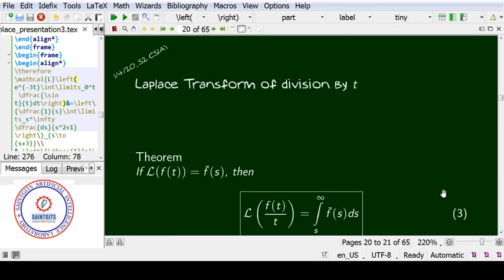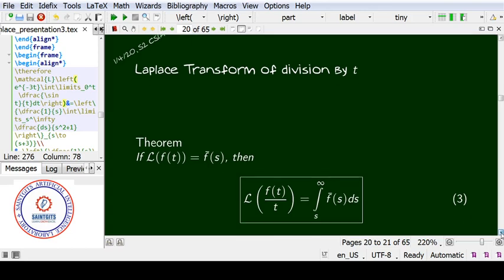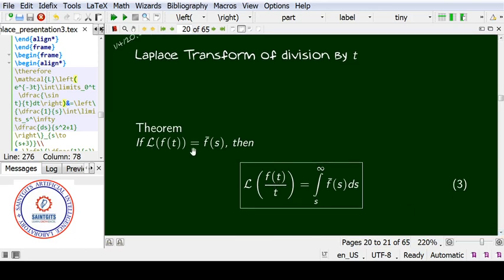Next is the Laplace transform of division by t. We know multiplication by t leads to derivative. So division by t automatically leads to integration. That is this theorem. This theorem states that if the Laplace transform of f of t is equal to f bar of s, then L of f of t by t is equal to, division by t, the effect of this t is integral. Integral from s to infinity, of the numerator's transform, that is f bar of s ds.